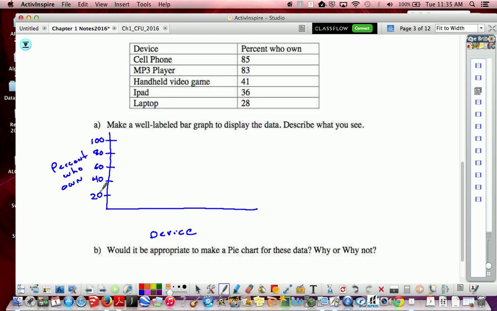And now I want to draw a bar for each one. So here I'm going to start with cell phone, CP. And I want to go up to 85%. You guys want me to be colorful? All right. So for the next one, I'll switch colors and go MP3 player. So MP3, go up to 83, so it's just a little bit less than 85. Handheld video game, HVG. 41%.